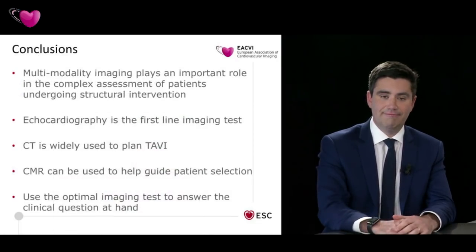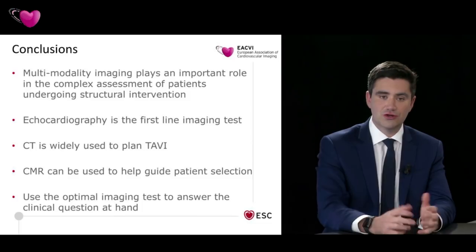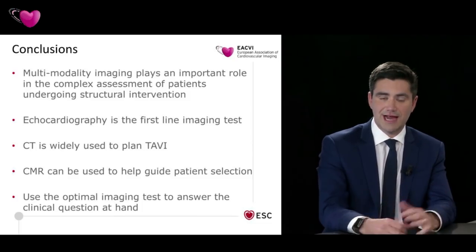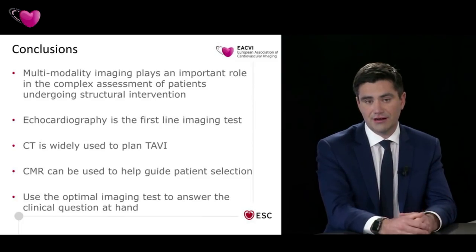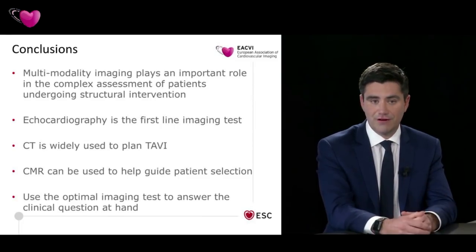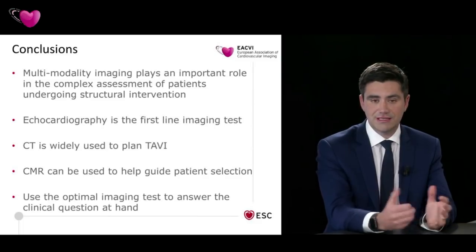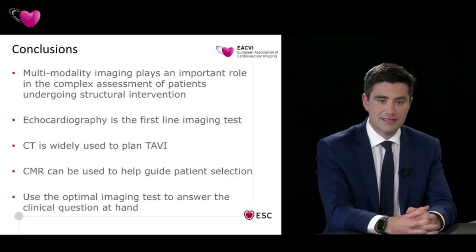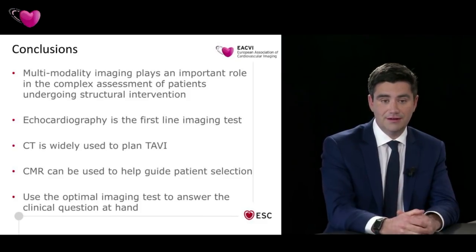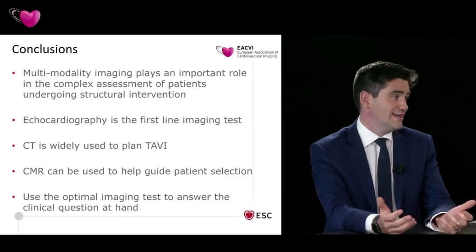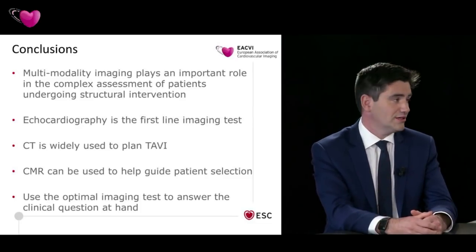So I think this case shows the potential role that different imaging modalities can play in your assessment of patients who you're considering TAVI in or surgical valve replacement, how we can use these different modalities to assess the severity of aortic stenosis and to plan the procedure, and how we can potentially not necessarily use all these tests, but use the right test for the clinical question at hand.